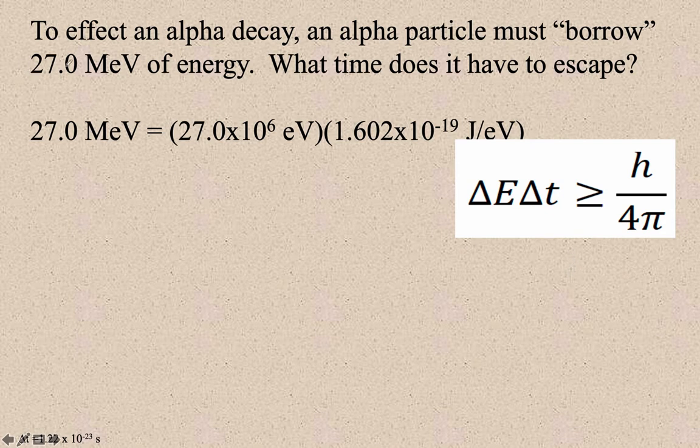Okay, to affect an alpha decay, and affect in this case means to cause, an alpha particle must borrow 27 million electron volts of energy. That's the barrier through which it must travel. And by the way, when it does make it through that barrier by borrowing energy, we say that it tunneled under the barrier, because the barrier, we draw them like this.